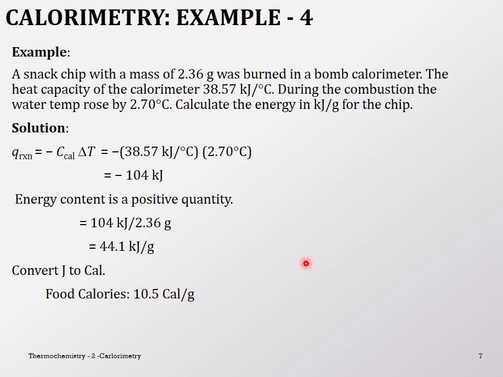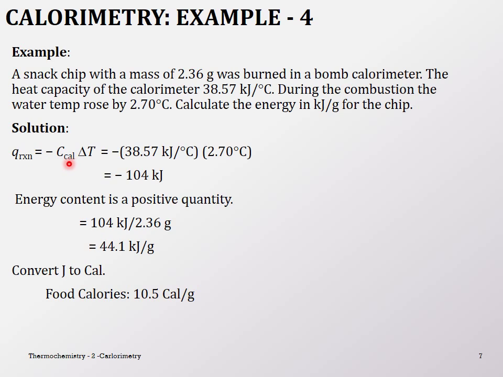Hopefully, with all of these different examples, you have an idea of every single type of calculation that we can do with a calorimeter. All right, so again, we go for Q reaction. Why are we going for Q reaction? Because we're not doing the mass right now. We'll do the mass when we get to calculating the energy, which is going to be in kilojoules per gram. That's when we're going to use the mass. So right now, we're just calculating how much energy was given off.